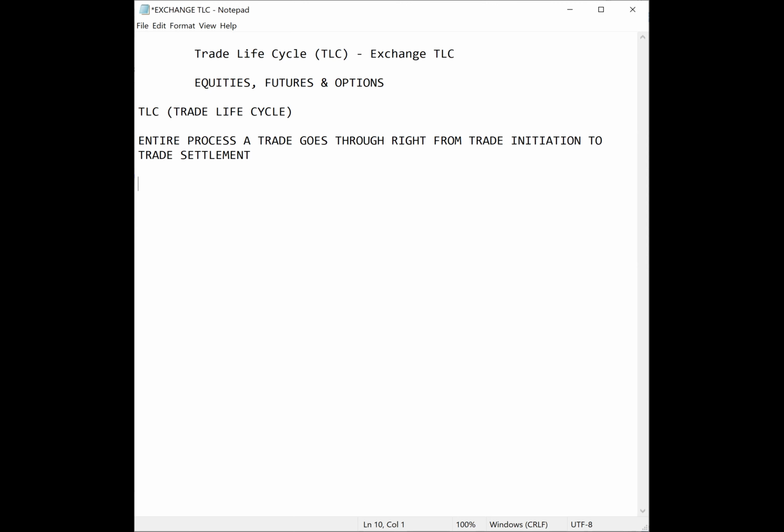See, all the trades, whatever we buy or sell on the exchanges, they go through a settlement cycle. Have you heard about settlement cycle, guys? What is a settlement cycle?